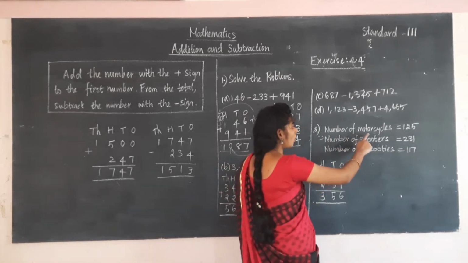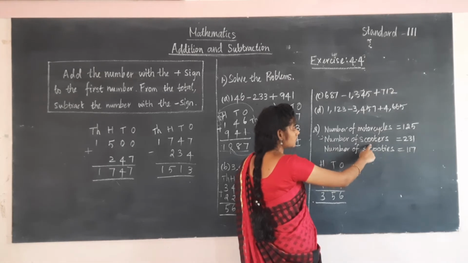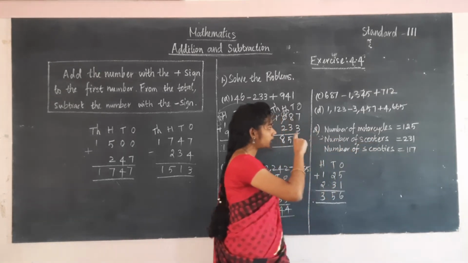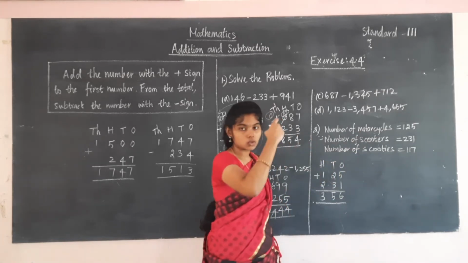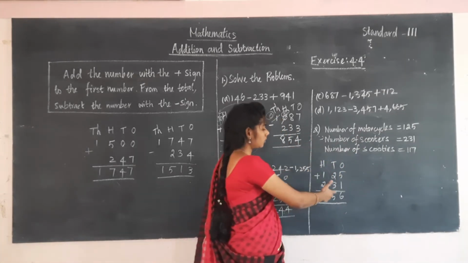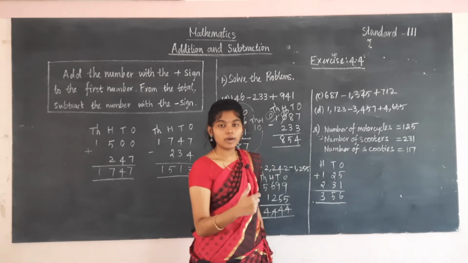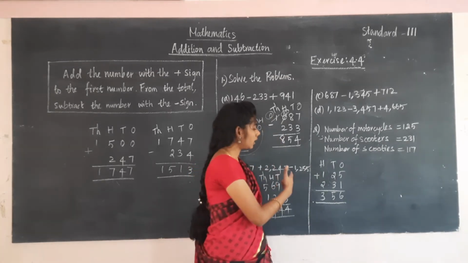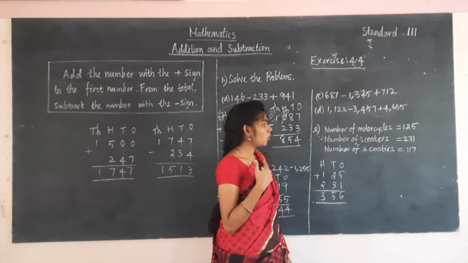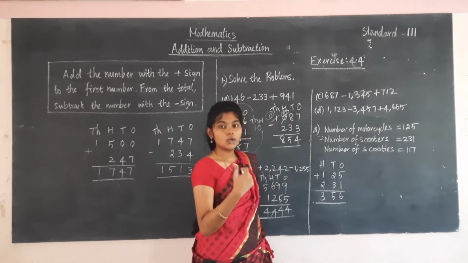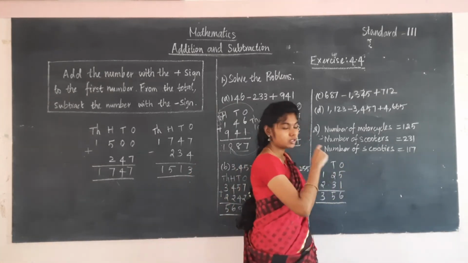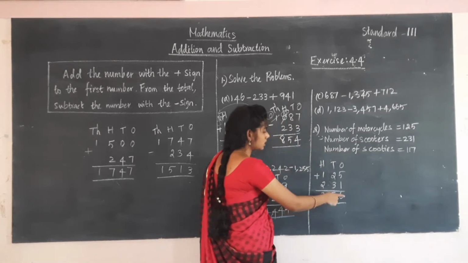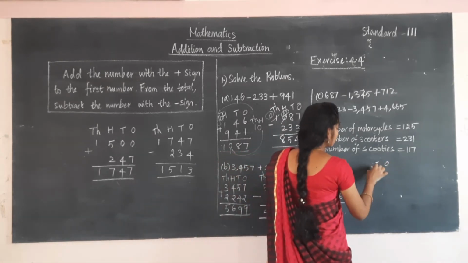So that is the number of motorcycles and the number of scooters that we have added. The total number for these two is 356. The motorcycles and scooters number is 356. So now how will you find how many more have been sold, the motorcycles and scooters? Here we have to subtract the number of scooties.